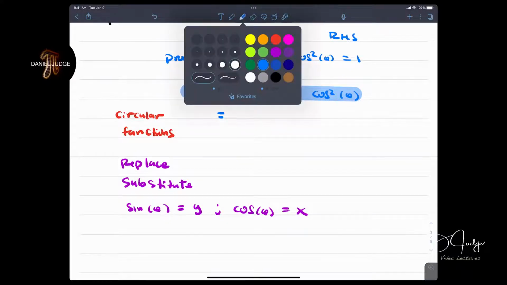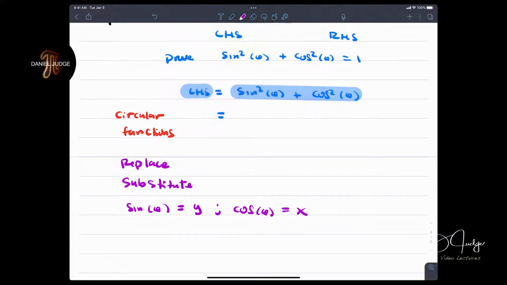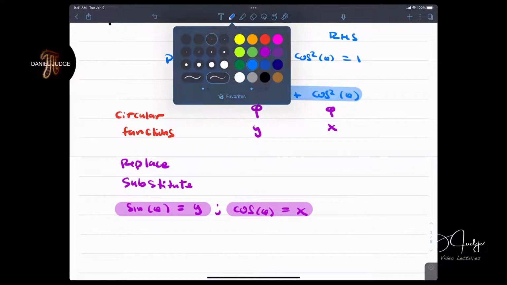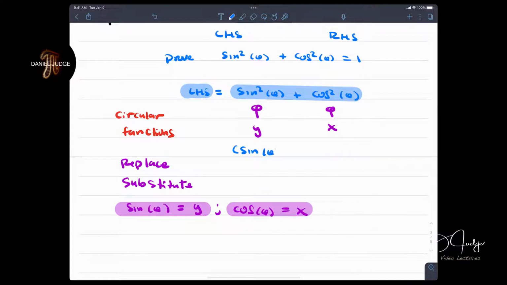So when I say to substitute, this is another big thing that we do in proof. If sine theta is y and cosine theta is x, I can now substitute right in here. This will be the y variable, and this will be the x variable. So wherever I see a sine, I can substitute y. Wherever I see a cosine, I can substitute x. Now, I want to remind you guys that sine squared is sine to the second power. Cosine squared is cosine to the second power.